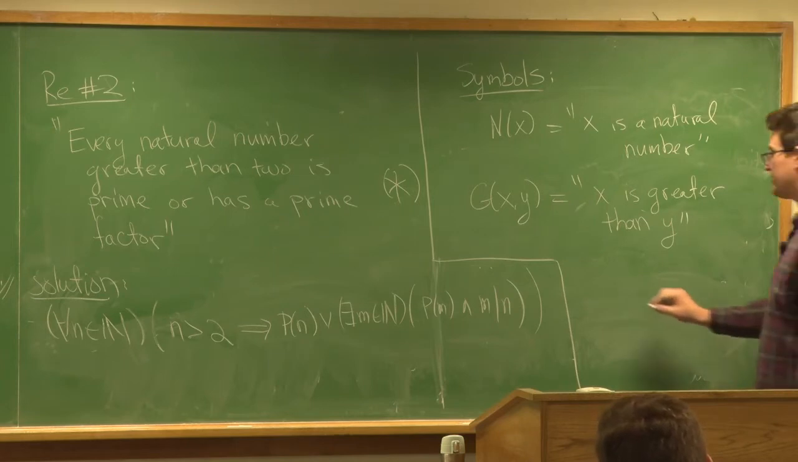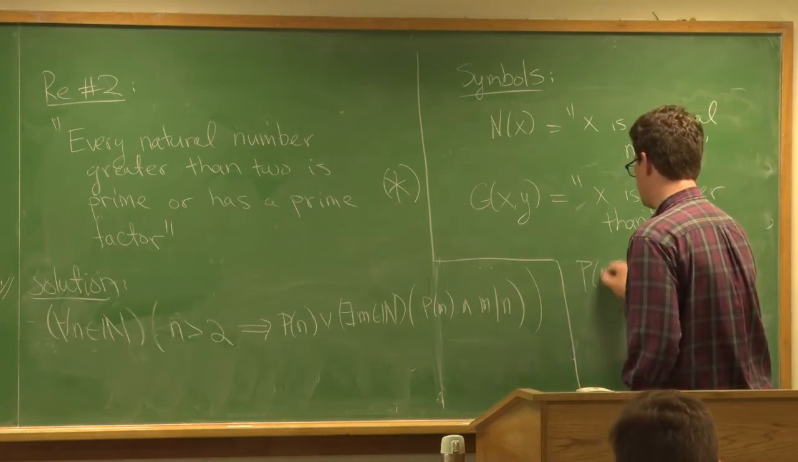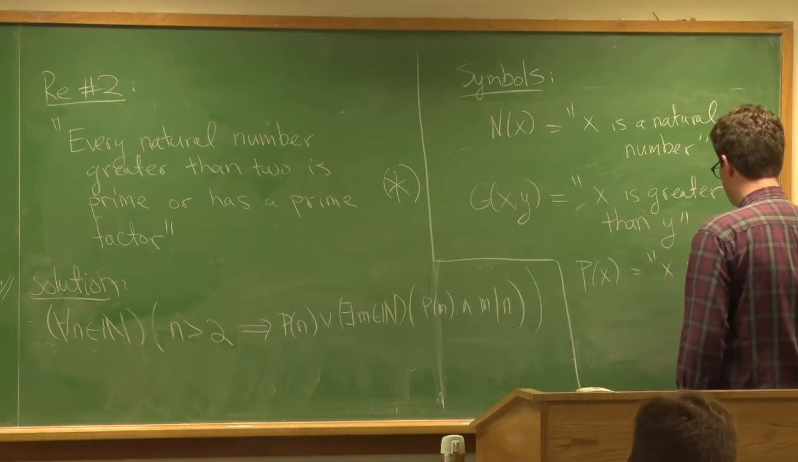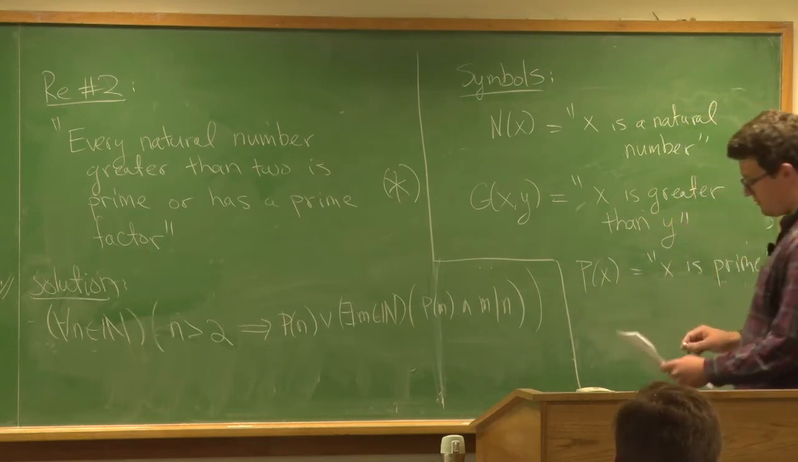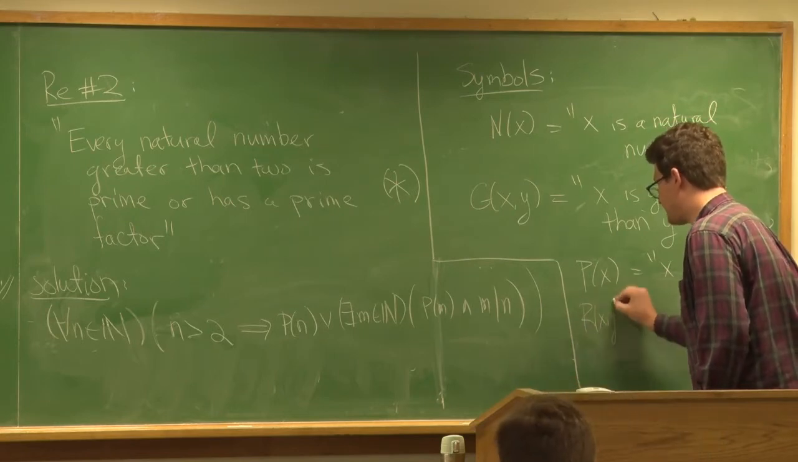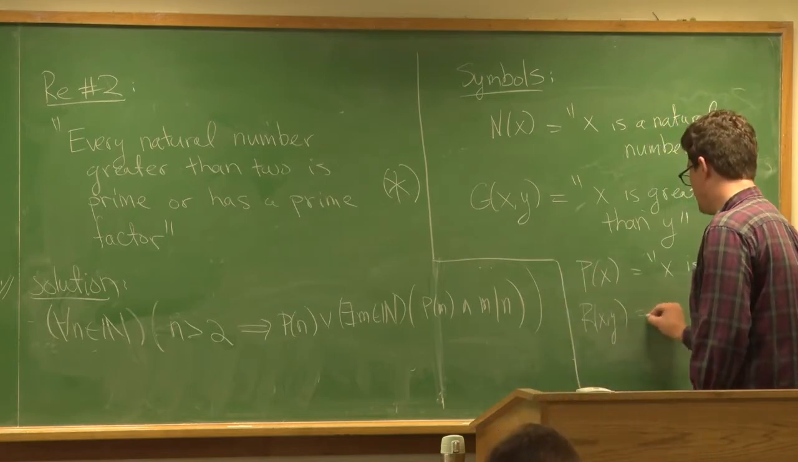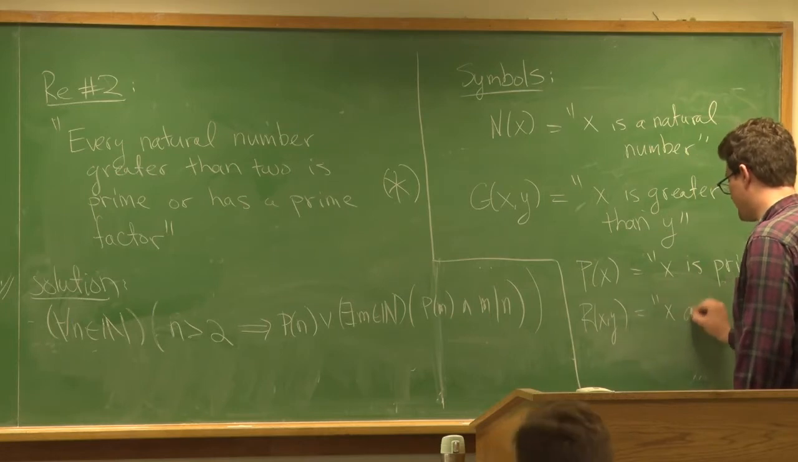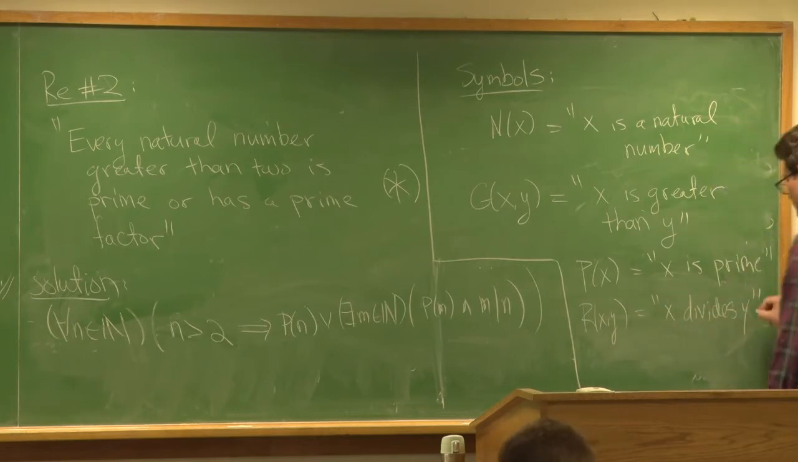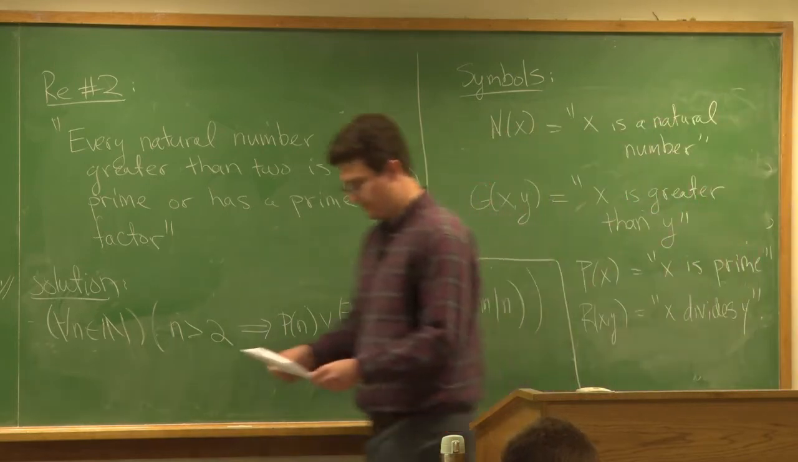We had p of x. So x is prime. And then we had r of xy. So these two here are relations. So this is x divides. Okay, so these were these predicates and relations that we had.